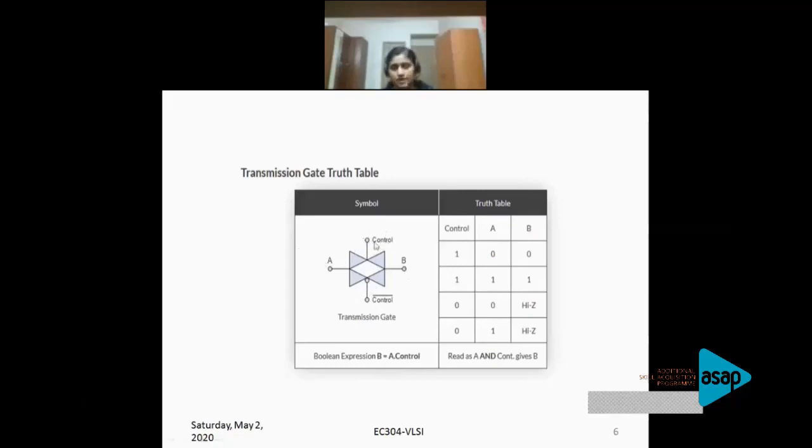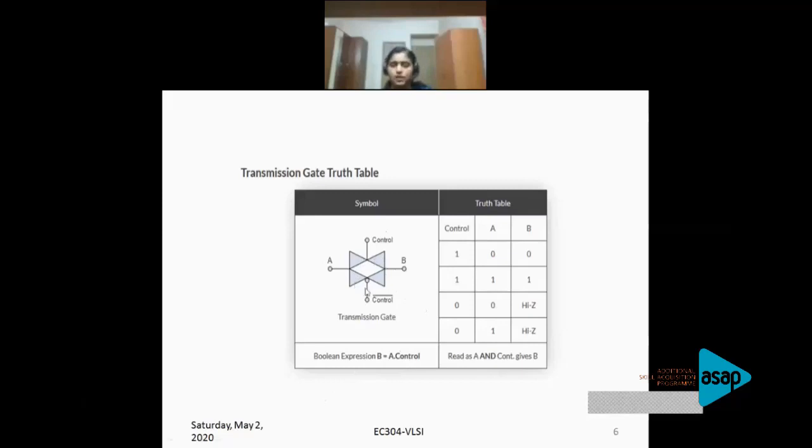Okay, so here it is, control of C. So B is nothing but A dot control. It is read as A and control gives you B. So that is what you have to remember. I believe this is what we have seen for pass transistors also. So in the same way you just have to write the equation.